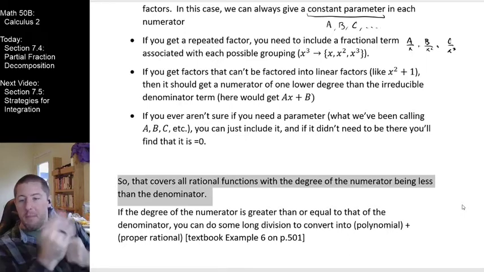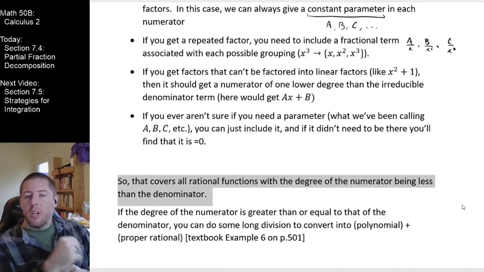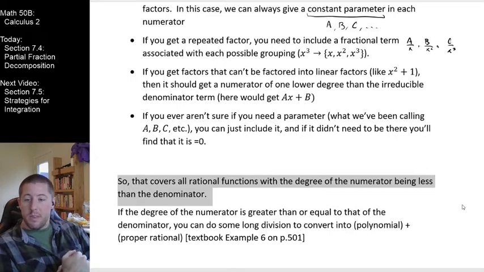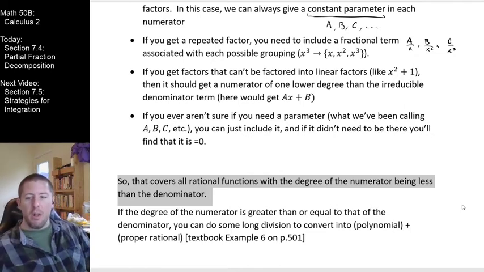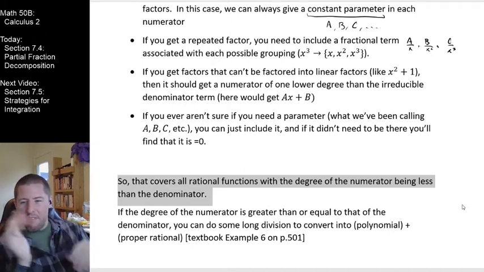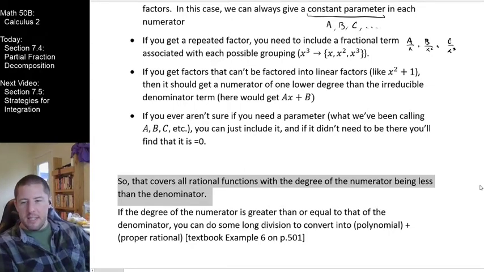I'm not going to do an example of one of those right now, but you should go look at example 6 on page 501 of the textbook. They do one of those examples where they say, oh, look, it's a cubic divided by a quadratic. Our first step should be to handle that and pull out some terms, do a little bit of division to get a polynomial term, and then a proper rational. The proper rational we can then do partial fraction decomposition on. Obviously, the polynomial will be just a really easy integral right there.